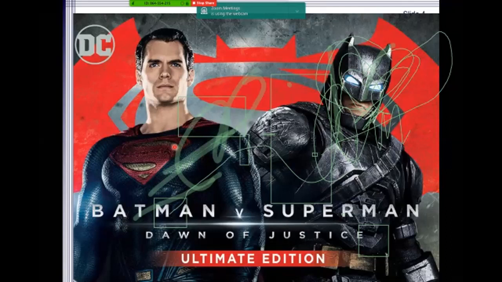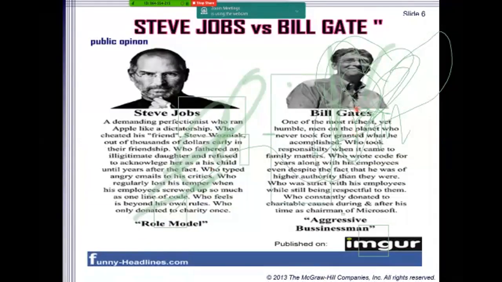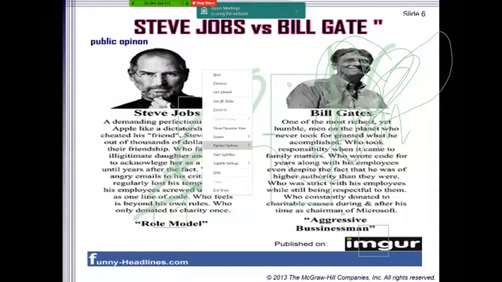Now, we are going to talk about Bill Gates and Steve Jobs. We always compare these two together, right? Bill Gates and Steve Jobs. Both of them are considered to be giants in the field of technology. Now, next. These two are statements of Steve Jobs and Bill Gates.